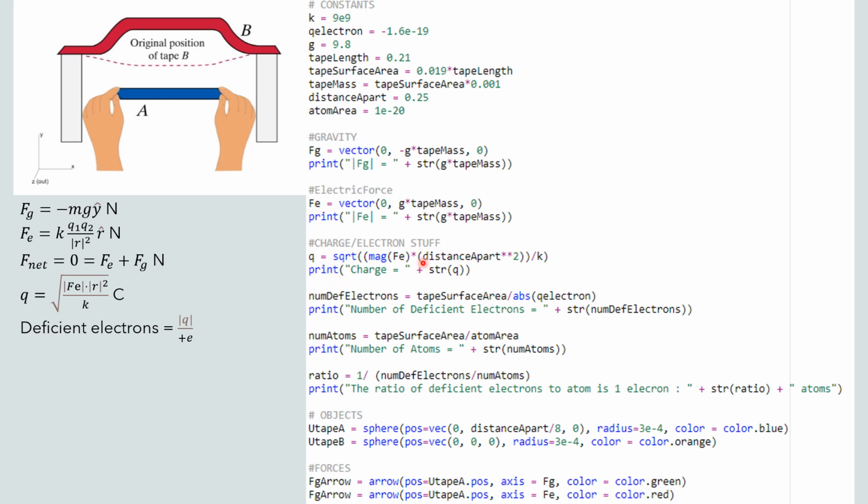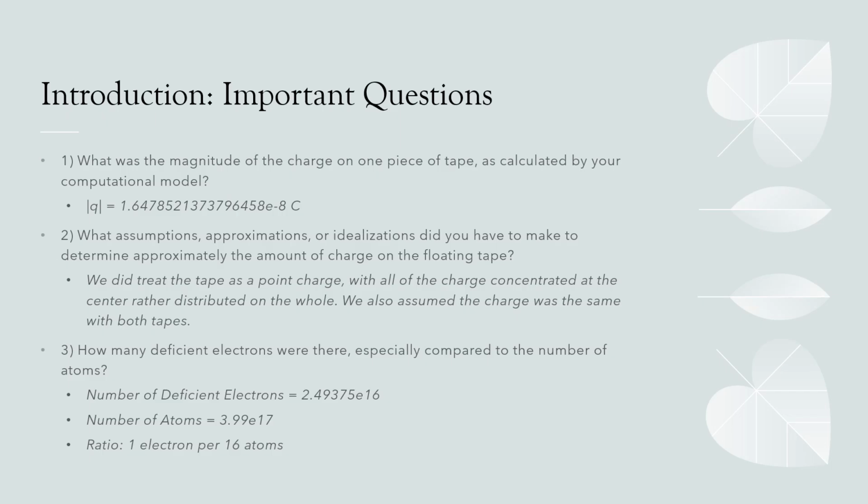So once we have calculated for our charge, we can also calculate for the number of deficient electrons by dividing the surface area of the tape by the charge of the electrons, and then we can find the number of atoms by dividing the surface area by the number of atoms per unit of area, and then we can find that ratio by just putting 1 over the number of deficient electrons over the number of atoms. And then all of this is just so that we can actually see these values, which again, just as we found in our introduction, are equal.